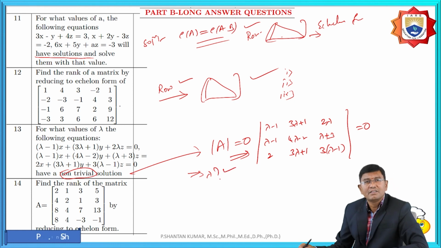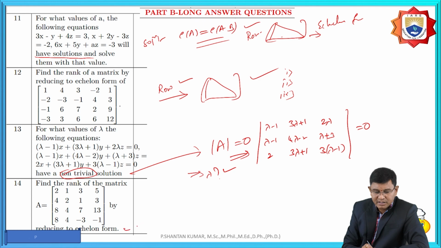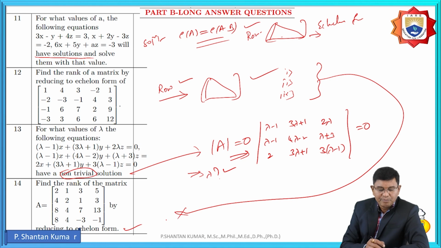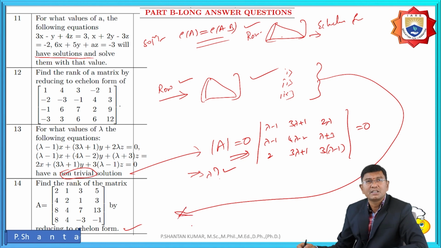This is according to the non-trivial solution. Whenever the equations are homogeneous equations, non-trivial means the determinant is equal to 0. Therefore, we need to find the solutions. Next, find the rank of the matrix by reducing to echelon form. The echelon form is the same; based upon these conditions we need to find the solution. That means the 12th one and the 14th one are both the same. We need to reduce by applying the row operations.